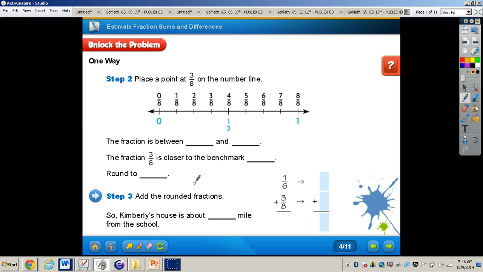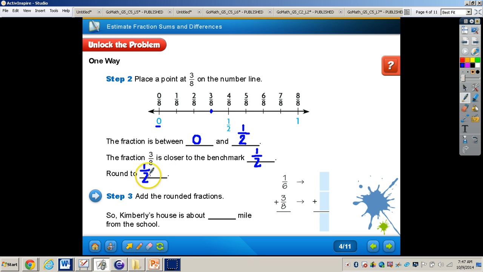Now, using this number line, thinking of the benchmarks of 0, 1/2, and 1, we need to place 3/8 on the number line. So we put it on the number line just like that. We can see that this fraction, once again, just like the 1/6, is between the benchmark 0 and also 1/2. So the fraction 3/8 is closer to the benchmark 1/2. We can see very easily it's only 1/8 away from that 1/2 benchmark. So we will round that 3/8 to 1/2.